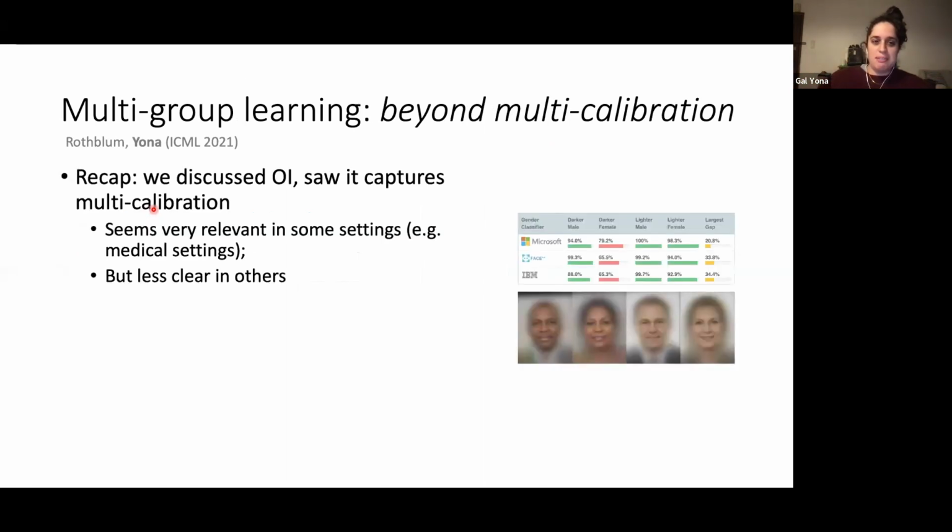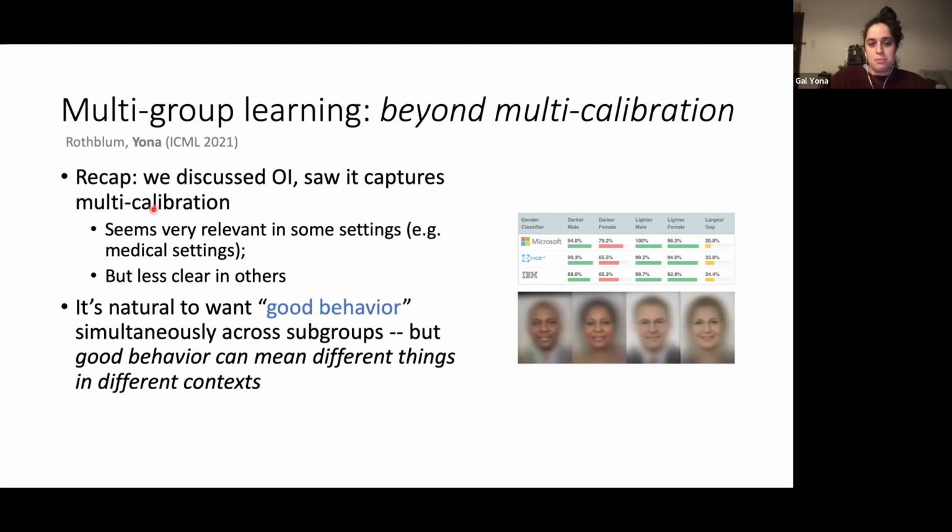So just to recap, we've defined this notion of OI, outcome indistinguishability. I've hinted towards the fact that this captures something like calibration across subgroups, that in some contexts, in some tasks, this seems very relevant. For example, this medical example that I gave, but it's also not clear why we would generally want it, right? So if I come back to this example of Gender Shades with disparities in accuracy, it's not really clear why calibration is even relevant here, right? There is the connection to OI that I've discussed, but it's not necessarily what we want.